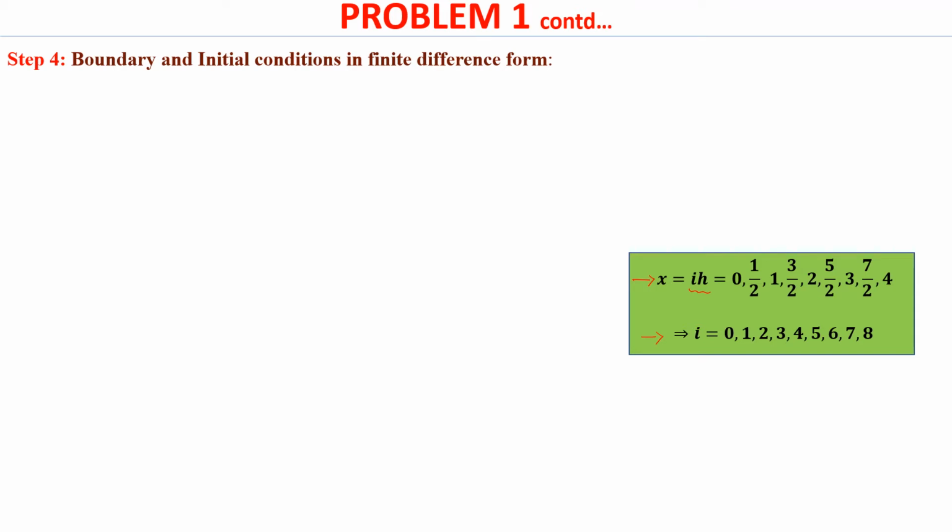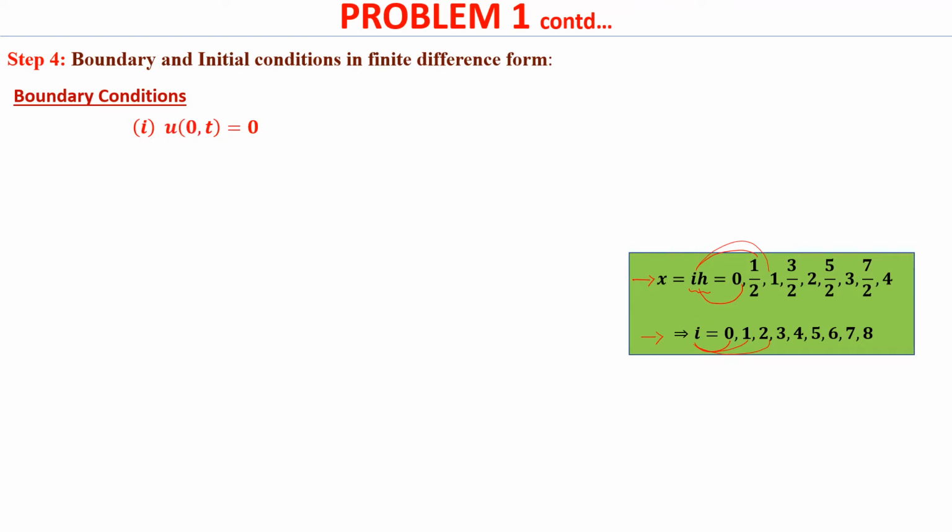What this means is if IH is equal to 0, then I is equal to 0. If IH is equal to half, then I is equal to 1. This is how we keep doing. If IH is equal to 1, then I is equal to 2. This is what it means. Now let us use this concept in identifying how to write the boundary and initial conditions in finite difference form. Let's begin with the boundary conditions.